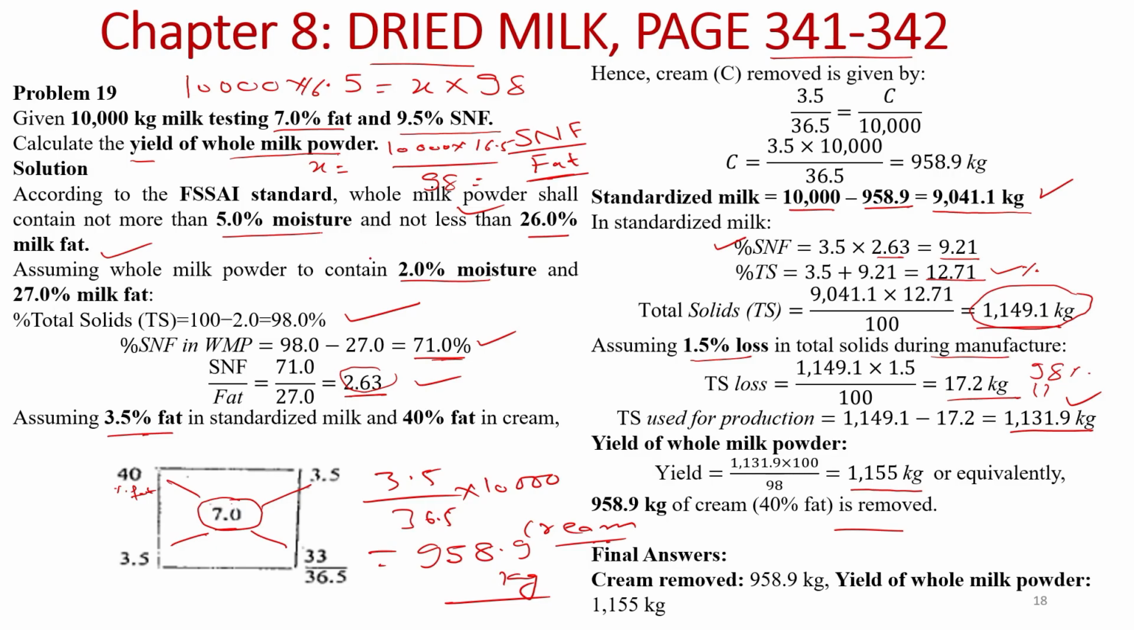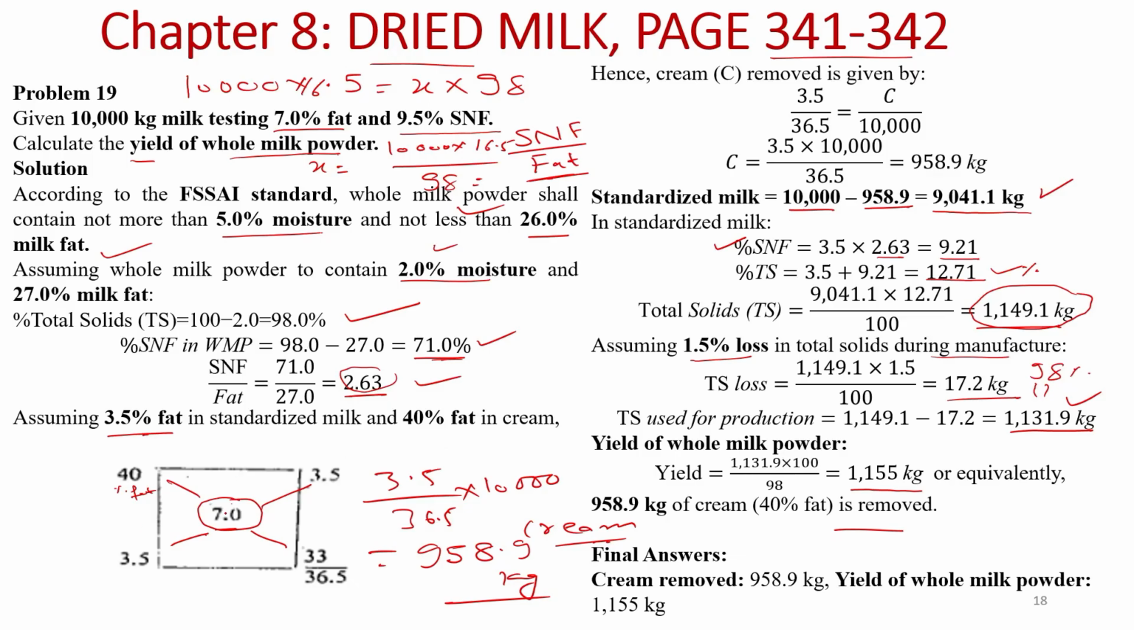But if you want to calculate step by step, first you maintain the SNF to fat ratio and calculate how much cream is to be removed, then how much TS is there in the standardized milk, and from that you calculate the yield. Again, if you want to calculate quickly, assume that whole milk powder contains 2% moisture, TS is 98%, and the SNF comes as 71%. So the SNF to fat ratio is 2.63, and say standardized milk is given and 40% fat cream is given.